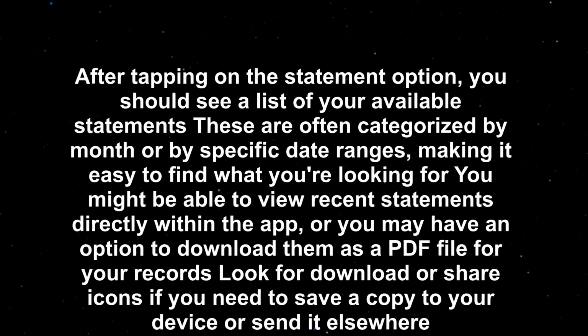After tapping on the statement option, you should see a list of your available statements. These are often categorized by month or by specific date ranges, making it easy to find what you're looking for. You might be able to view recent statements directly within the app, or you may have an option to download them as a PDF file for your records. Look for download or share icons if you need to save a copy to your device or send it elsewhere.